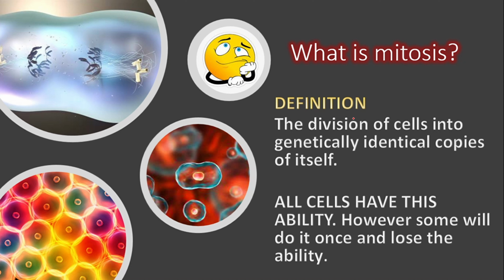So what is mitosis? A formal definition for it is the division of cells into genetically identical copies of itself. Mitosis refers to the replication of identical copies. So identical copies will be created once it has completed its cycle. All cells have the ability to do this. However, some will do it once and lose the ability permanently. And we're going to look at cells that only undergo one cell cycle. After that, they cannot do it again.